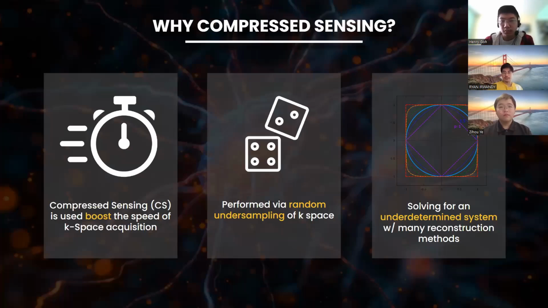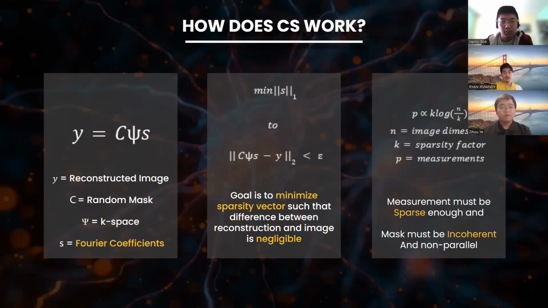So why compressed sensing? Compressed sensing helps to boost the speed of K-space acquisition, and we can do this by performing a random undersampling of K-space. This results in an underdetermined system with a multitude of different reconstruction methods that we'll go ahead and cover today. And so how exactly do you go about compressed sensing?